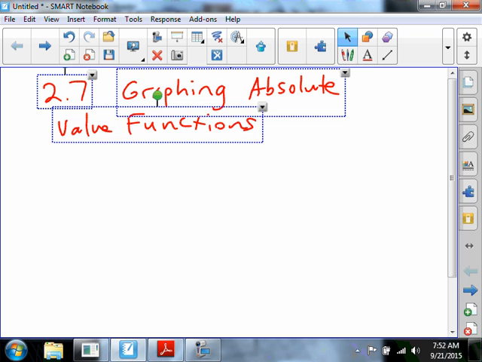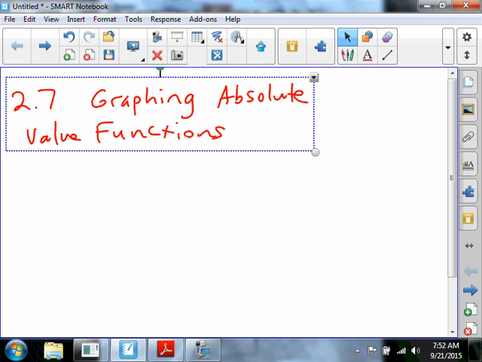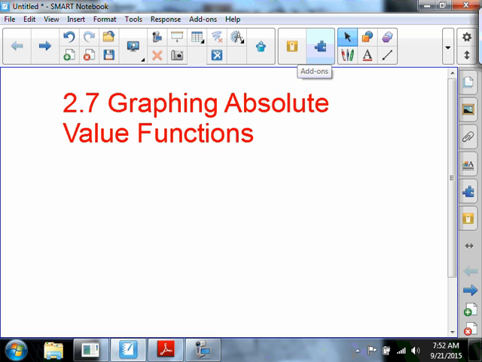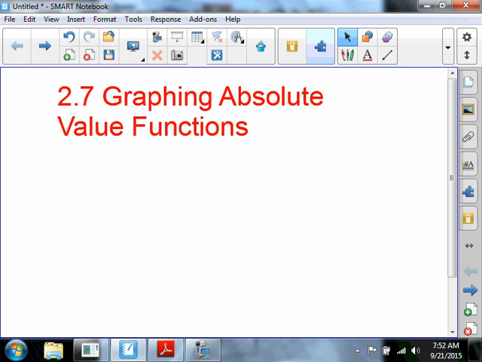So if I were taking notes, I might have some graph paper available. If you're in class and you'd like to grab a sheet or two, there's plenty on the side table over there. So we're going to be graphing absolute value functions.